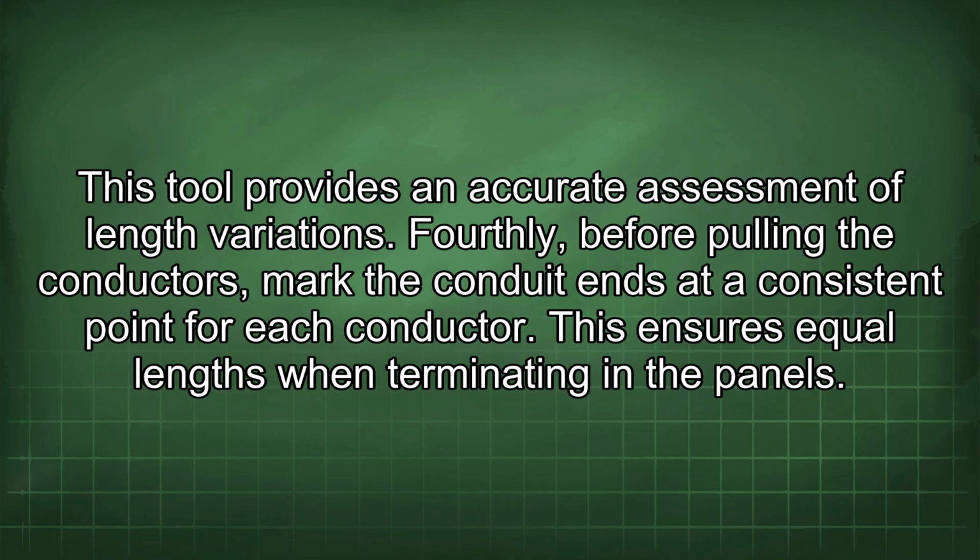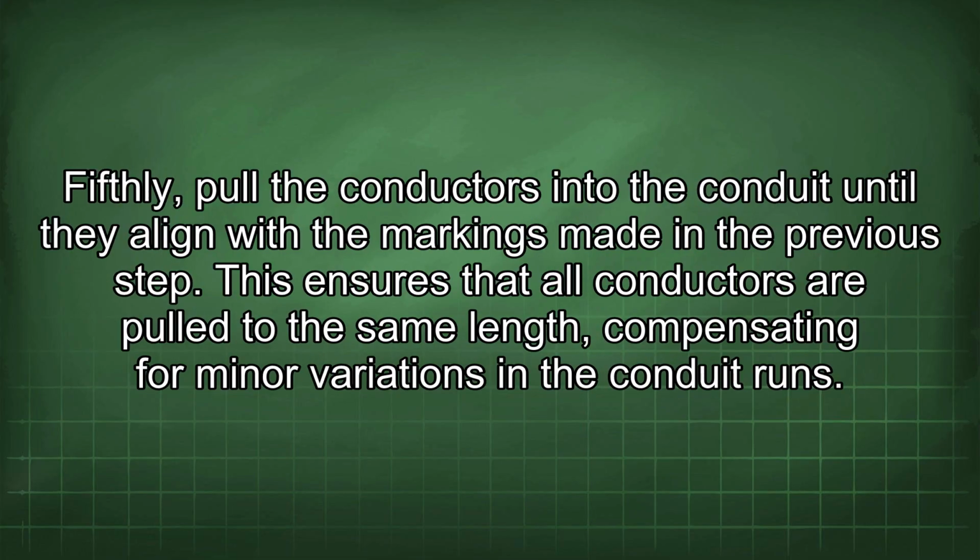Fourthly, before pulling the conductors, mark the conduit ends at a consistent point for each conductor. This ensures equal lengths when terminating in the panels. Fifthly, pull the conductors into the conduit until they align with the markings made in the previous step. This ensures that all conductors are pulled to the same length, compensating for minor variations in the conduit runs.